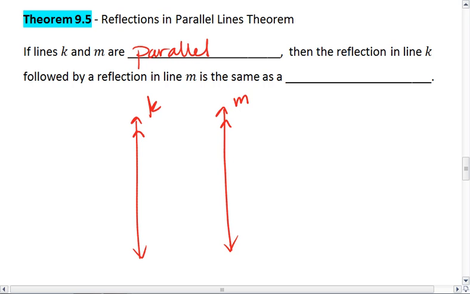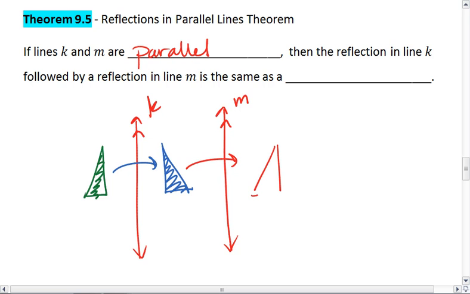Then the reflection in line K, okay, we're going to take a triangle and we're going to reflect it in line K, followed by a reflection in line M. Okay, so same triangle, now we're reflecting it again. And we see that going from green to red is the same as a translation. So a double reflection in parallel lines is the same as a translation.